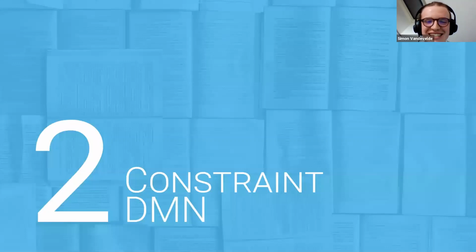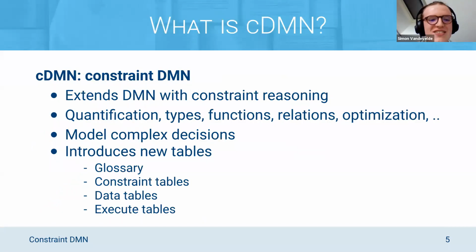So constraint DMN. cDMN stands for constraint DMN, which extends DMN with constraint reasoning and other related concepts, such as quantification, types, functions, relations, and optimization. And this allows us to model more complex decisions. In order to do this, we introduce new tables. We introduced 4 new tables, namely the glossary, constraint tables, data tables, and execute tables. And I will go over each of these tables one by one.